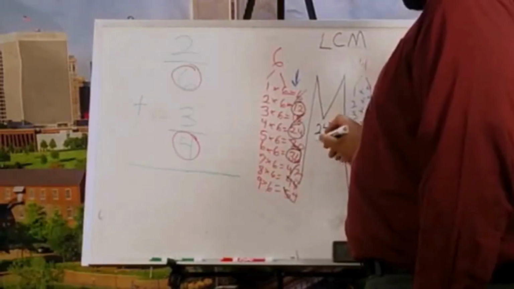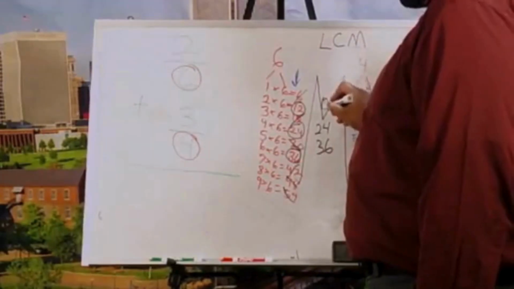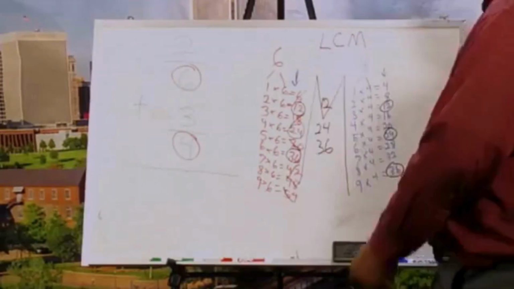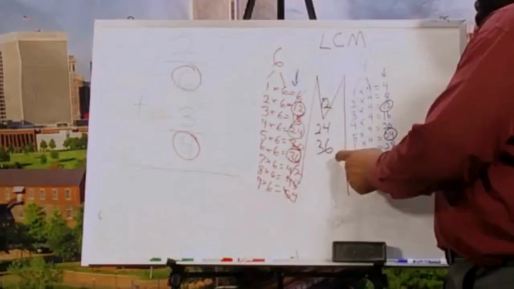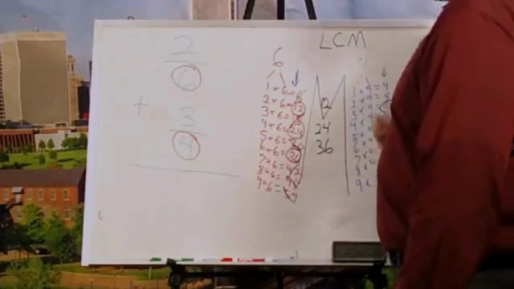24, 36, and 12. Okay? Out of the 12, the 24, and the 36, which one is the smallest? Obviously, it's going to be the what? The 12.